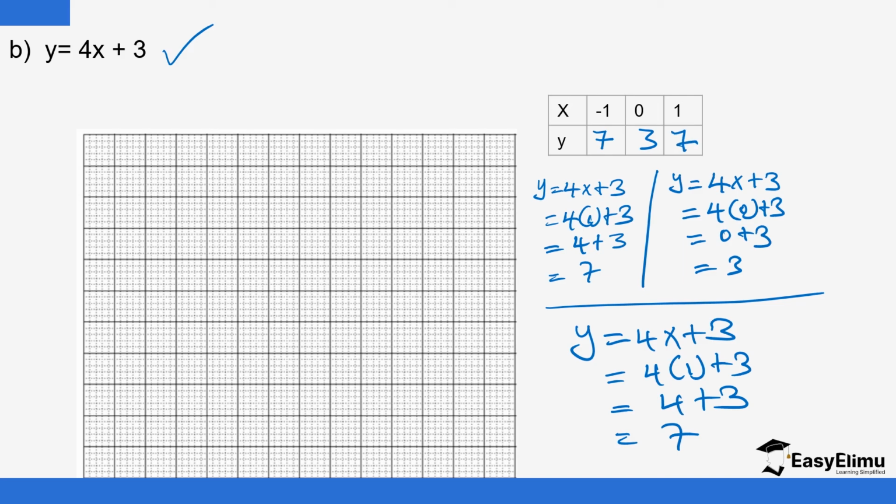Yeah, so don't ask where we got the negative 1, 0, and 1. I said these ones we pick them randomly from the number line. Pick any values of x, but I've decided to pick the least values on the number line because least values are easier to work with. So once you have that, you draw a Cartesian plane.